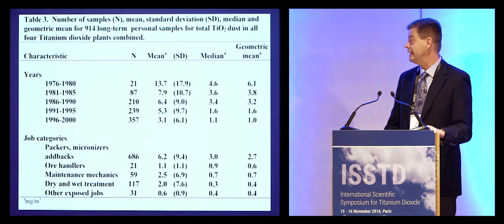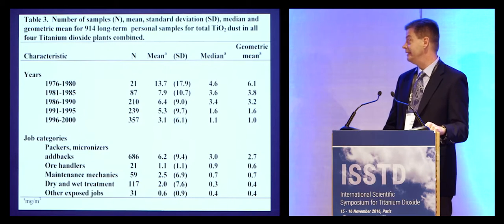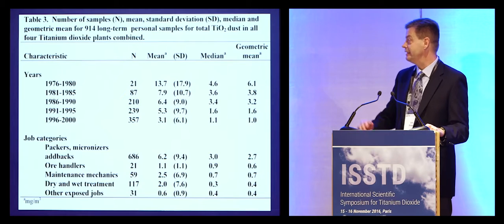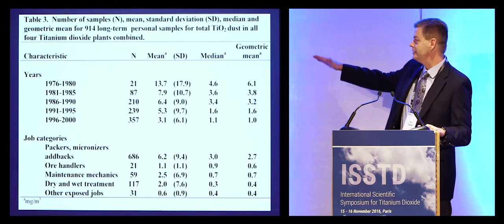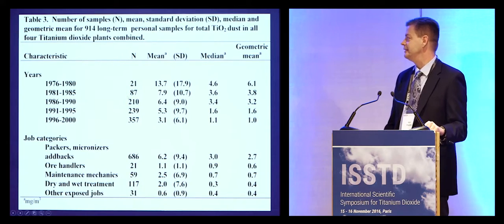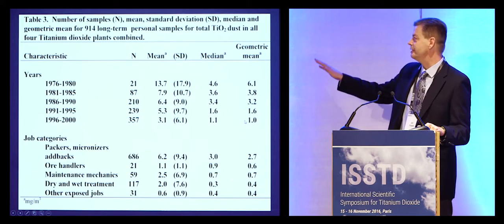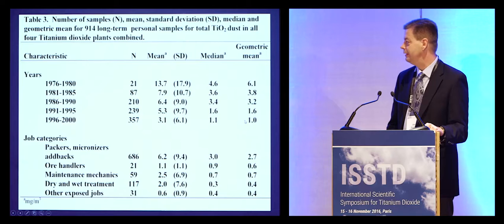This is just a slide of the titanium dioxide air sampling data in all the plants combined. And really, you can look from 1976 to 2000, the levels of titanium dioxide in the plants were getting lower over time, regardless if you looked at the mean, median, or geometric mean.